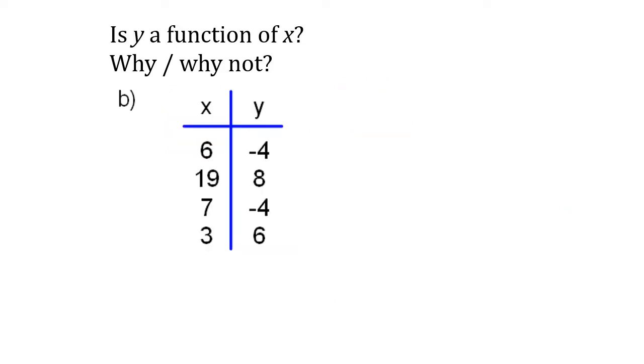Okay, what about this one? So we have 6 is paired with -4, 19 is paired with 8, 7 is paired with -4, 3 is paired with 6. You might at first glance think that this is not a function because you see the two -4s in the outputs, but this is totally fine because it's not that a single input is giving me two different outputs. It's that two different inputs are giving me the same output, which is completely fine.